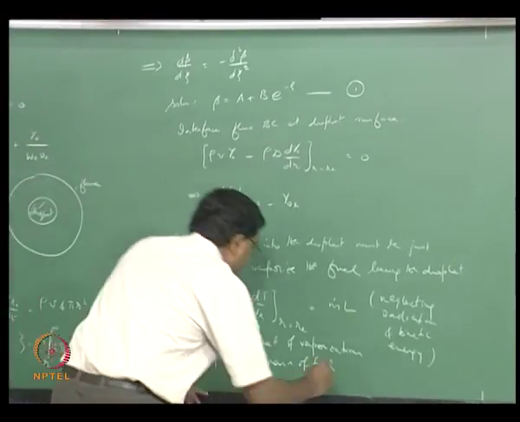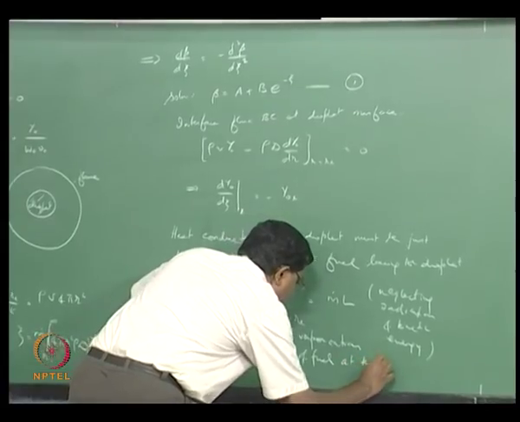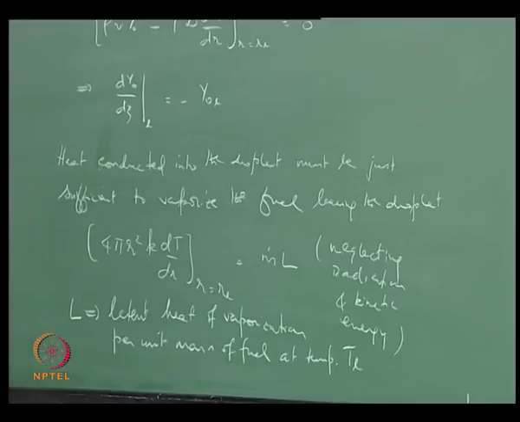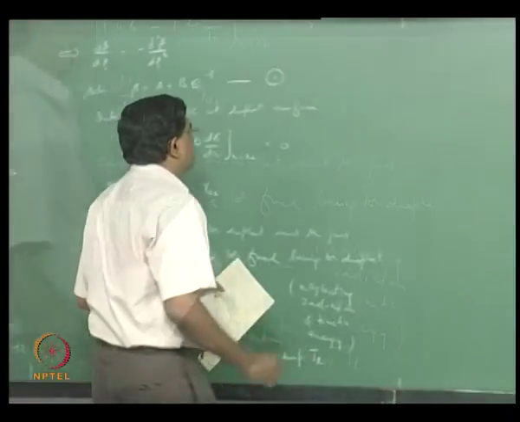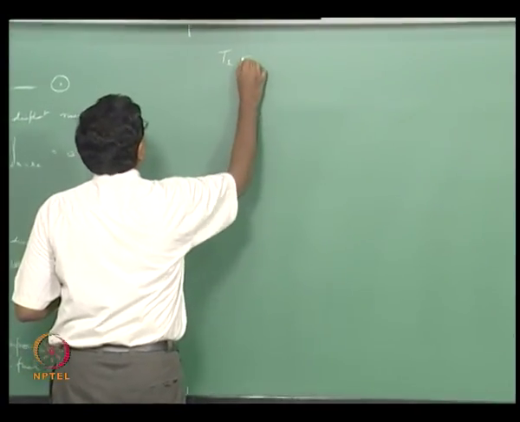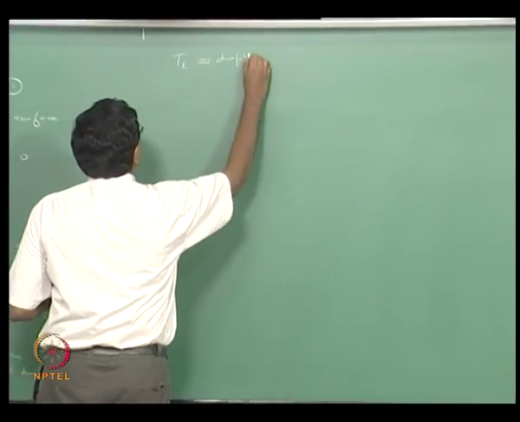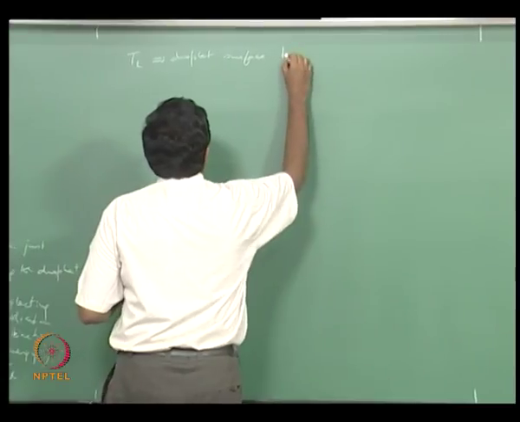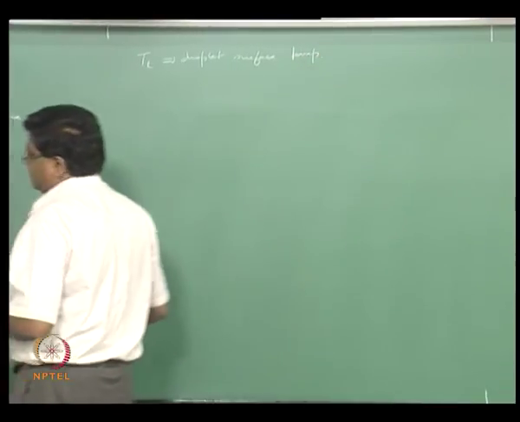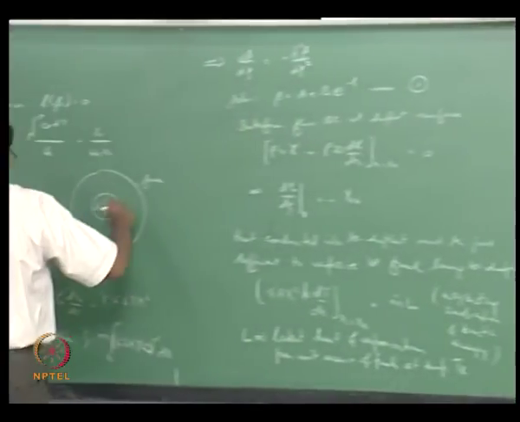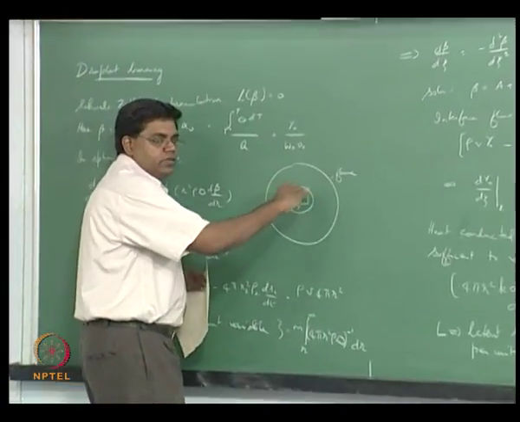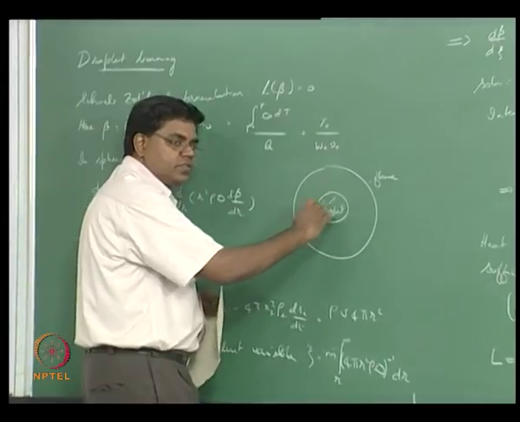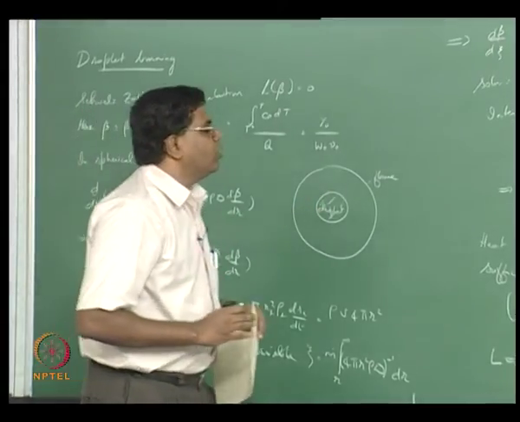At temperature TL, let us say that is the droplet surface temperature. As I said, if the droplet is reasonably small and you have a thermal equilibrium within the droplet, the temperature is going to be pretty much the same at TL. Whatever is the surface temperature is going to be the same uniformly throughout within it.